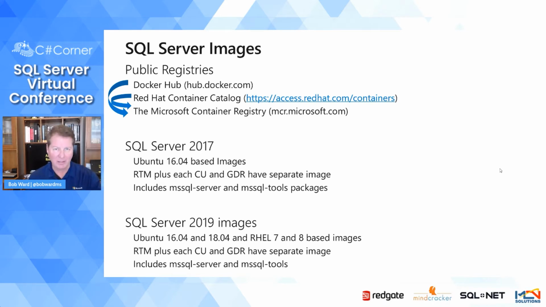Now, what do we provide? For SQL 2017, this is where we first started with Linux containers. Every single SQL 17 build, the GA RTM of SQL 17, each cumulative update, each security update that we have, all have separate images, and they're all cumulative. So you can go right to SQL 17 cumulative update, whatever, and there's no need to apply the general availability and apply another version like you would do in, say, Windows. And it includes the SQL engine and tools packages.